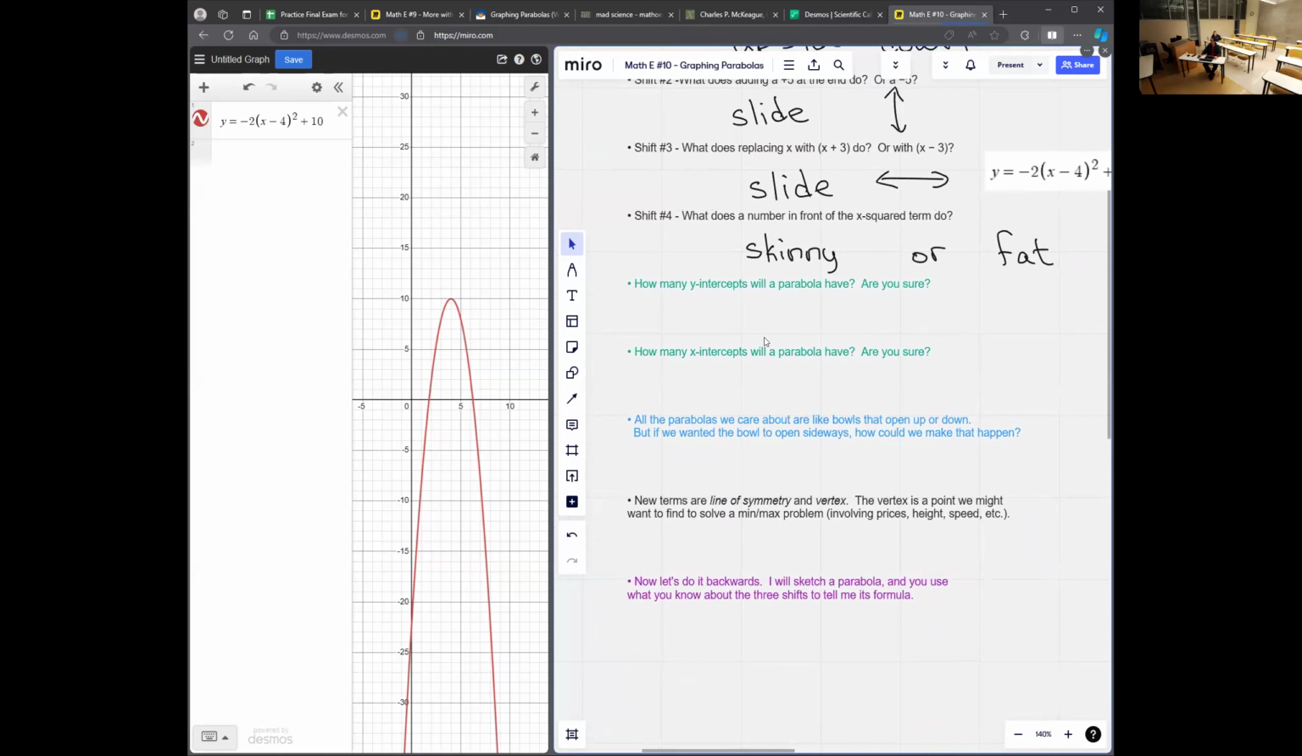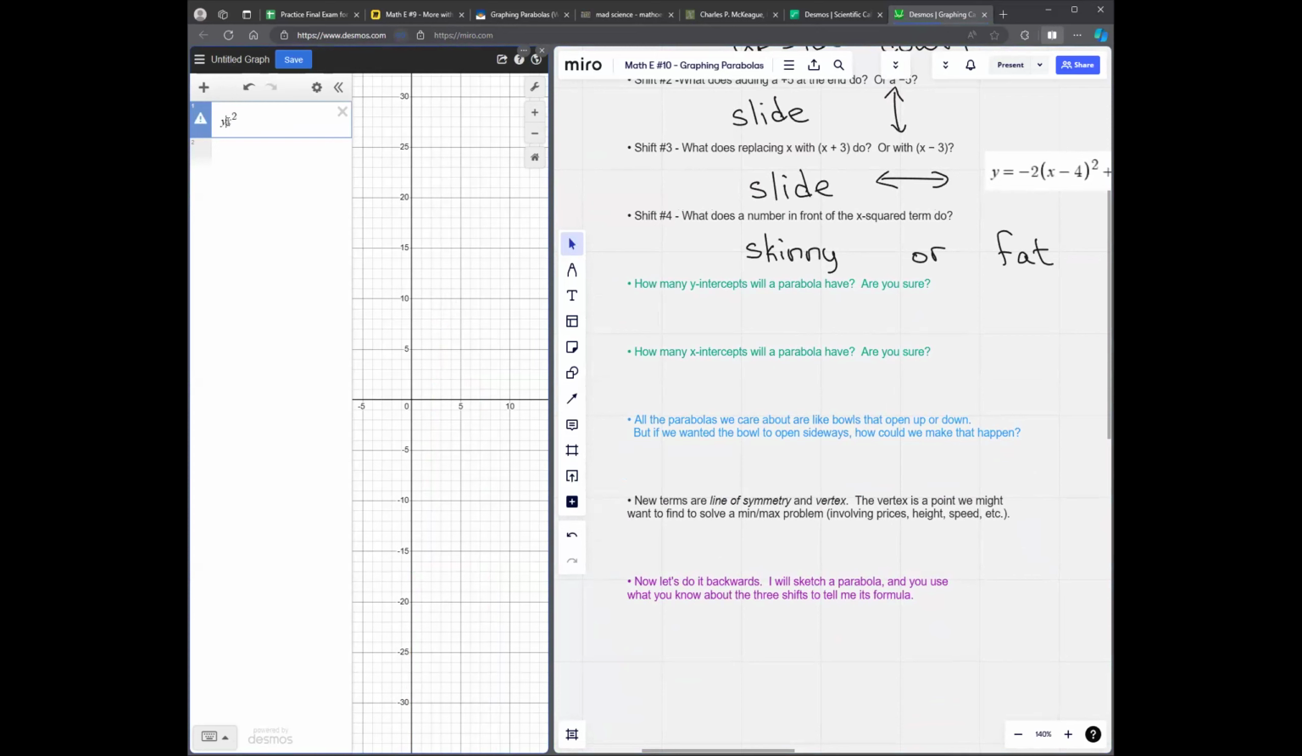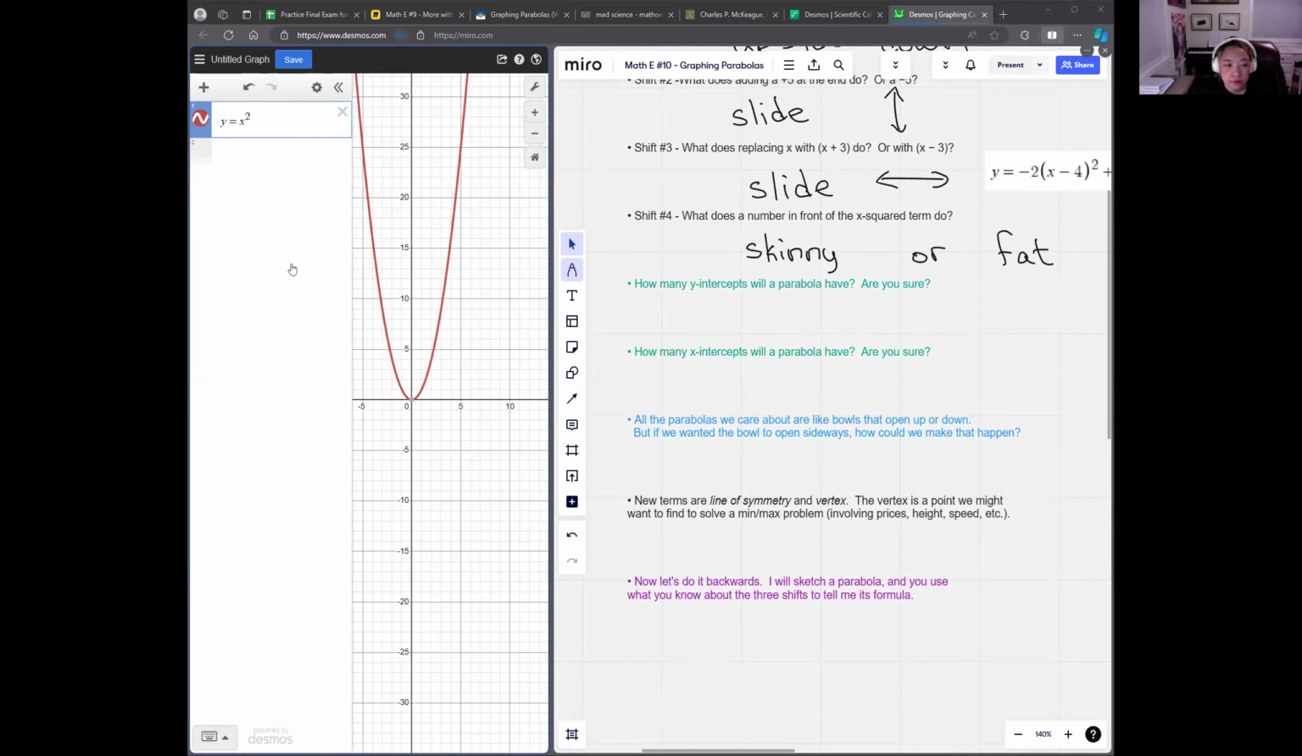Okay, in green, 2 quick trick questions. How many y-intercepts will a parabola have? Isn't it only 1? It's 1. It's always 1, yes. Doesn't matter how I move this or how I flip it. It's always going to cross the y-axis somewhere.